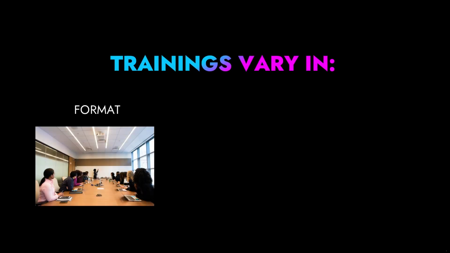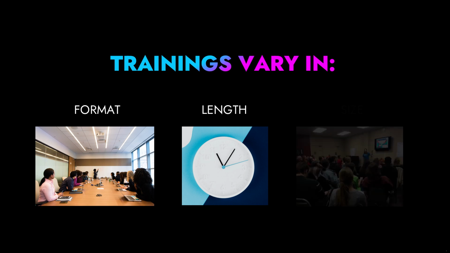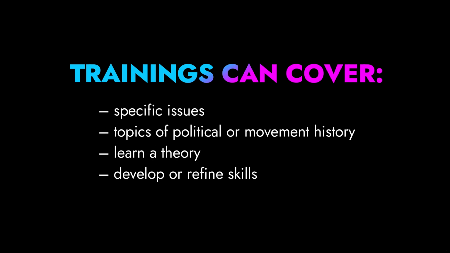Training can take many different forms, from conferences, multi-day or day-long trainings, to trainings that last a few hours or even just 15 minutes. Training can happen in large groups, in small groups, or one-on-one. And a training can cover a specific issue, for example, wildlife corridors, or a topic of political or movement history. Training can also, of course, help people learn about a theory, develop new skills, or practice and refine old skills.